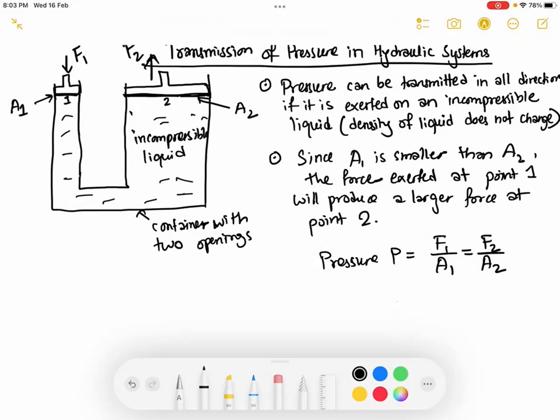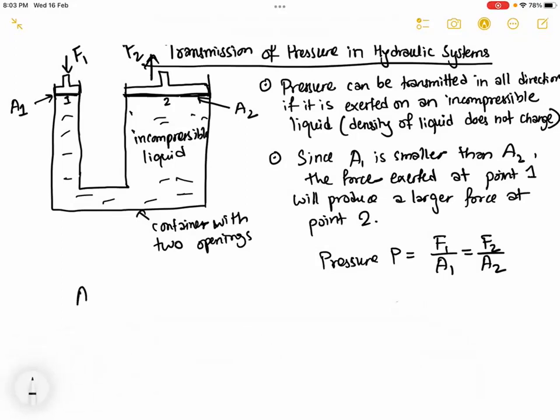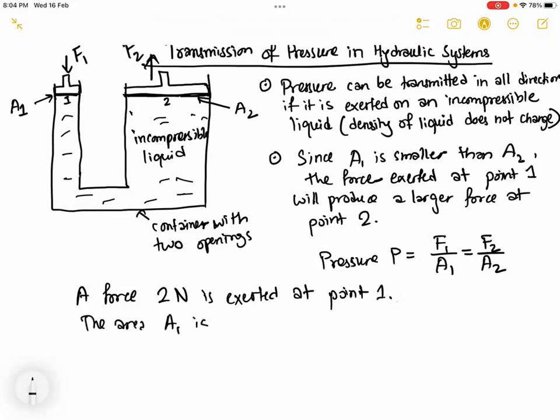So let me give you an example to make it clear. Let's say a force of 2 Newton is exerted at point 1. Let's say the area A1 is 10 meters square and area A2 is 40 meters square. Find F2. So how would you find it?